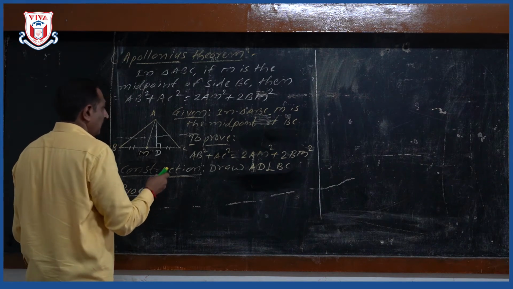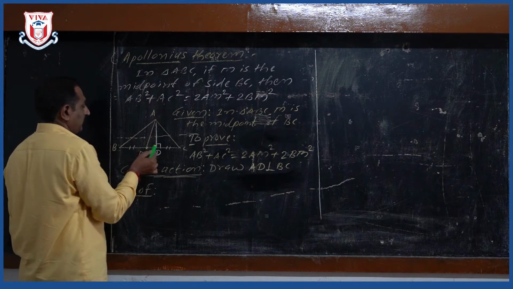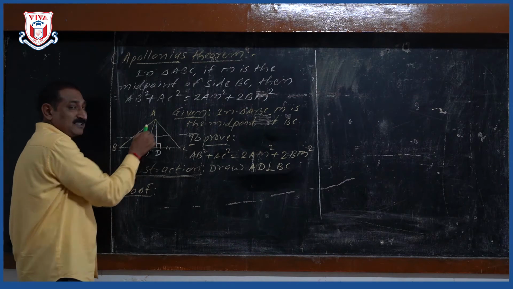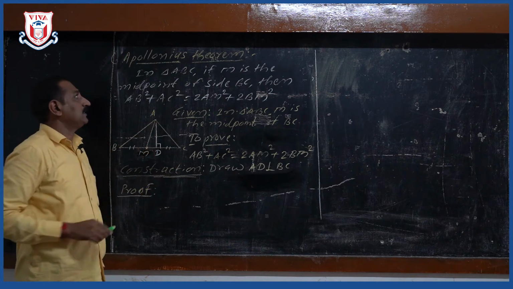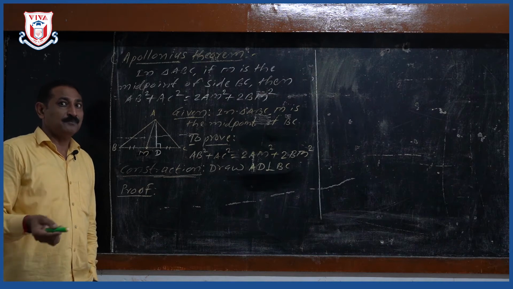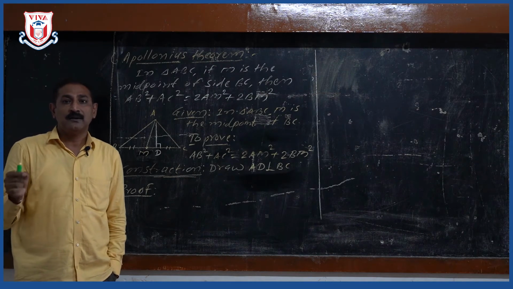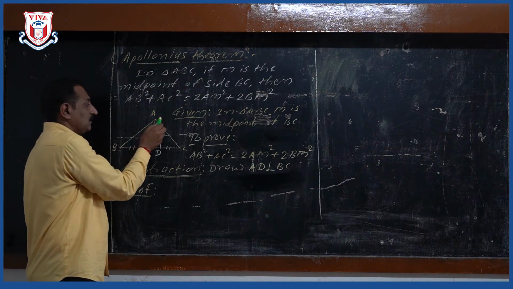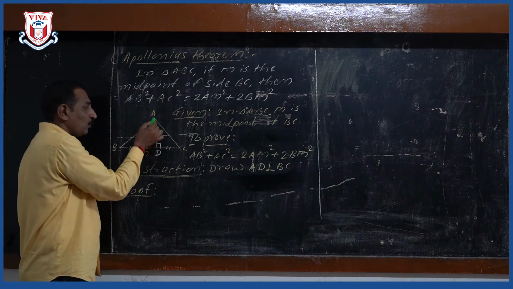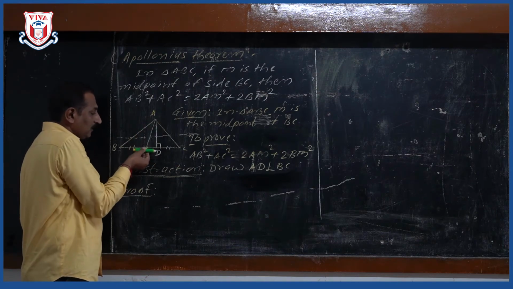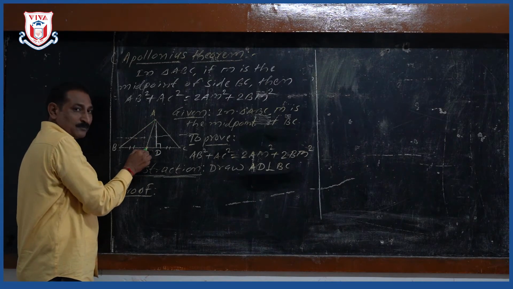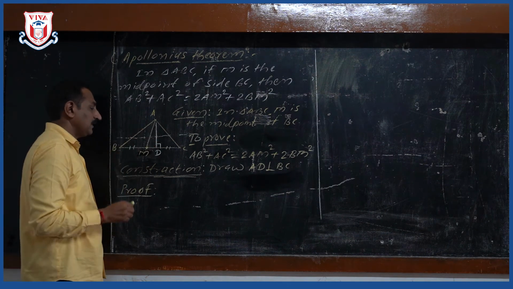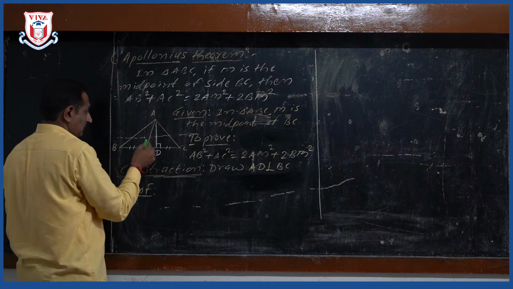First step, M is the midpoint of BC, which means AM is the median of triangle ABC. Apollonius theorem is used when the median is given. What is the definition of median? The line segment joining a vertex and the midpoint of its opposite side is called a median. AM is a median. Now, what to prove here?